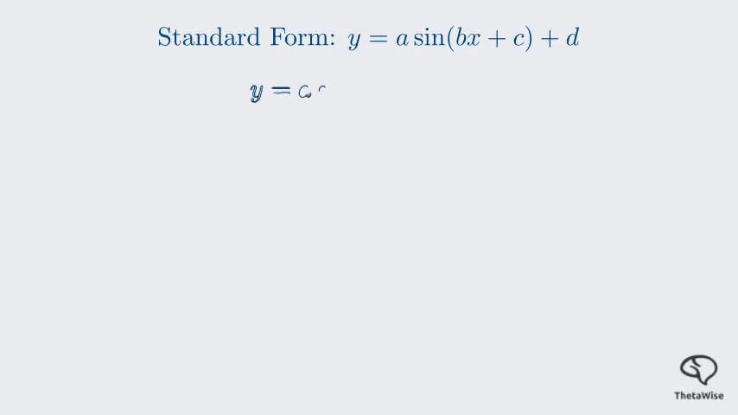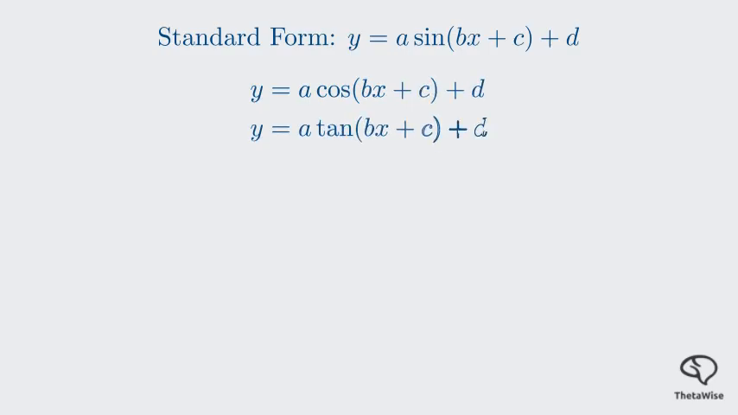Trigonometric graphs are represented in their standard form as y equals a sine of the quantity bx plus c, plus d. This same form applies to other functions like cosine and tangent, just by replacing sine with cosine or tangent. So, for cosine, it's y equals a cosine of the quantity bx plus c, plus d, and for tangent, it's y equals a tangent of the quantity bx plus c, plus d. Each of the parameters a, b, c, and d changes the standard graph in a specific way.